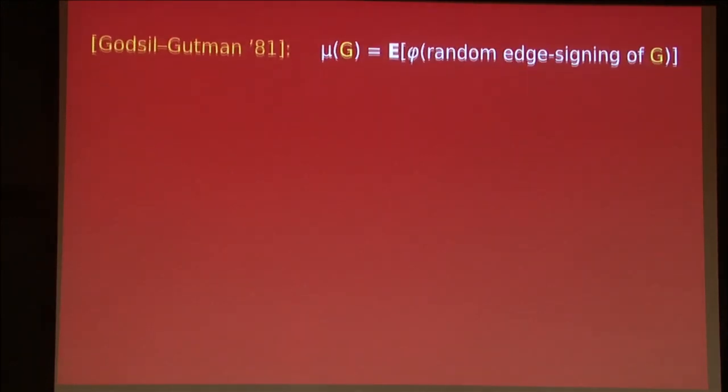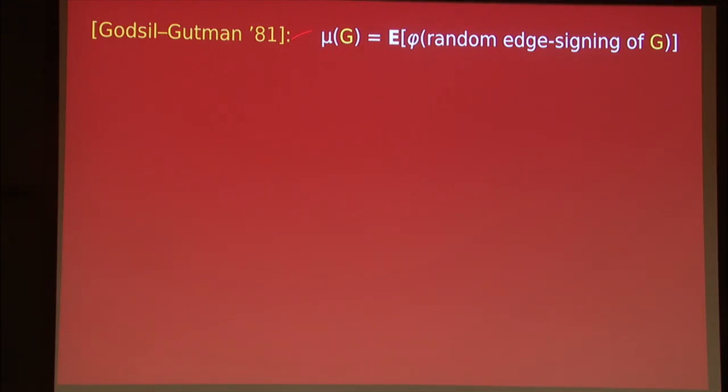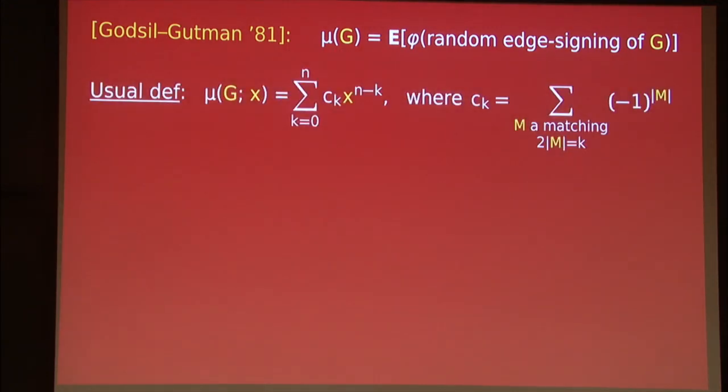Okay. This is actually a theorem. I mean, it's predicated on the different definition of what is mu, the matching polynomial. Here's the usual definition of the matching polynomial, written in a slightly funny way. You don't have to pay too much attention to it, but it's basically a generating function for the matchings in G. It's a generating function where the kth coefficient is the sum over all matchings with k vertices of negative 1 to the power of the number of edges in the matching. I'm aware that you can write this in a simpler way than what I've written here, but this is going to generalize better.